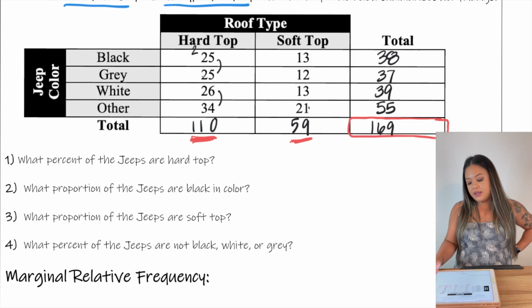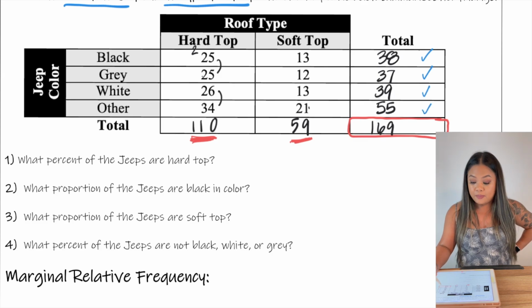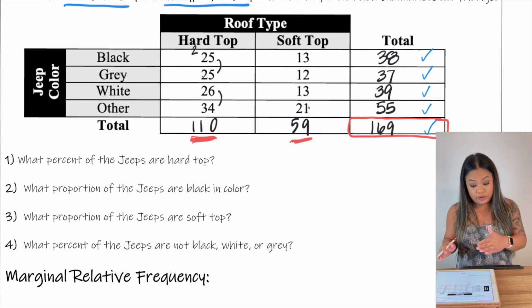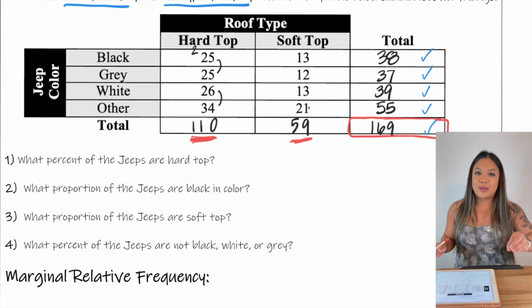And what you'll see is when you add up the black Jeeps, the gray Jeeps, the white Jeeps, and the other Jeeps, those should also add up to 169, right? You got to make sure your work is right. And if you check those and they don't add up to 169, then one of your numbers is wrong. You might want to double check them just in case on the AP exam.